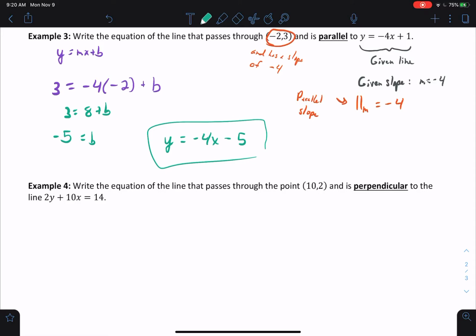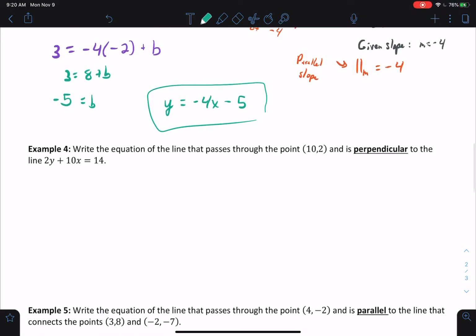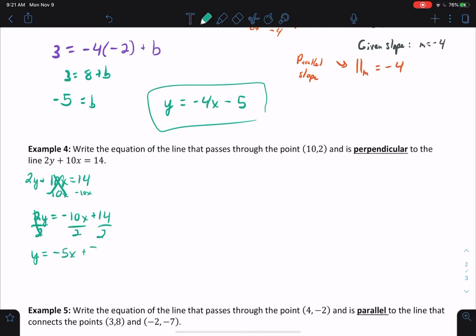Write the equation of the line that goes through the point (10, 2) and is perpendicular to the line 2y plus 10x equals 14. I need to figure out my given slope, so I need to get 2y plus 10x equals 14 into slope-intercept form. I'm going to subtract 10x from both sides, so I'll get 2y equals -10x plus 14. Divide everything by 2, and I'll get y equals -5x plus 7.